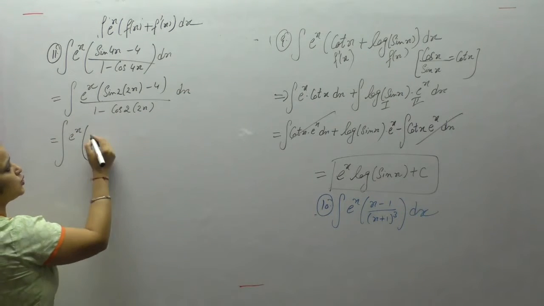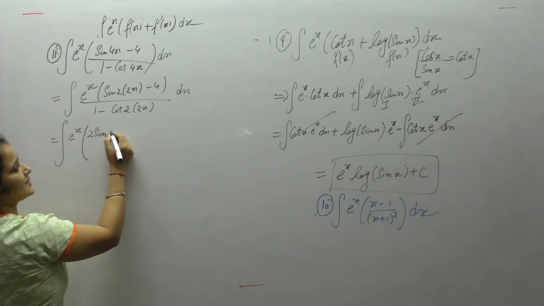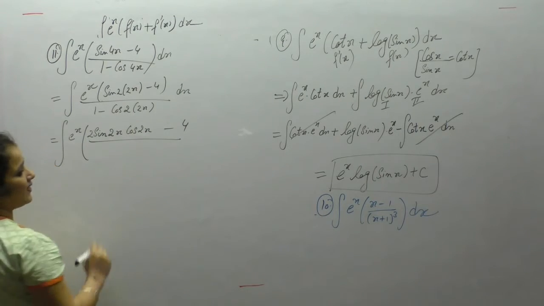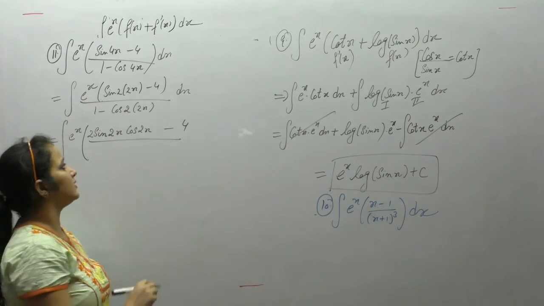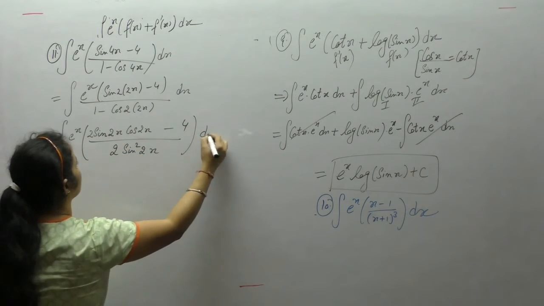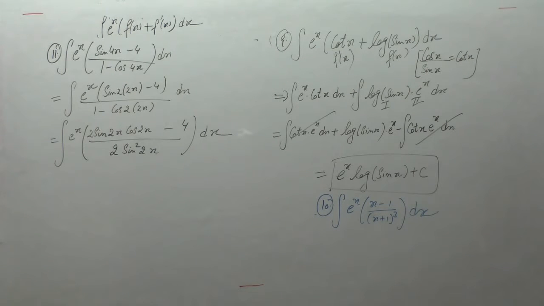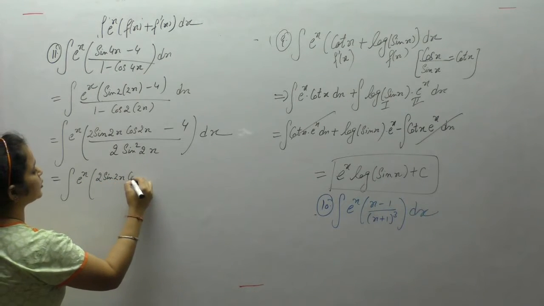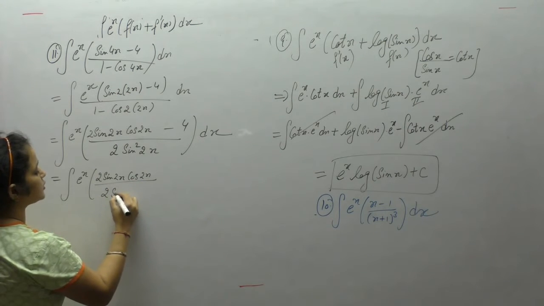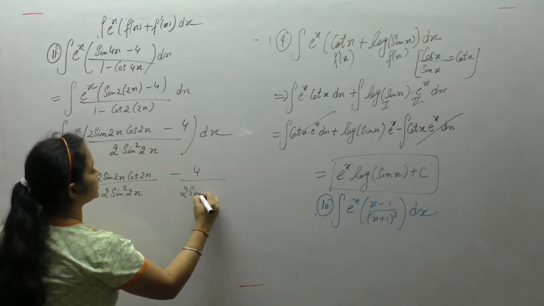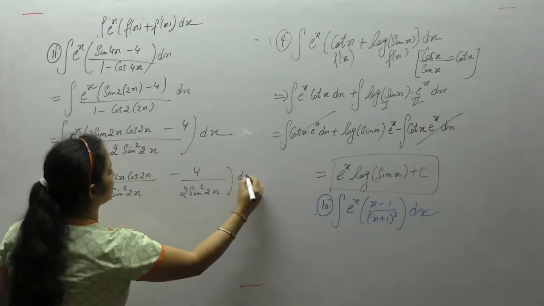Sin 2x is 2 sin x cos x, where x here is 2x. 1 minus cos 2x is equal to 2 sin squared x, and x here is 2x. Separate the terms. 2 sin 2x cos 2x upon 2 sin squared 2x, minus 4 upon 2 sin squared 2x.